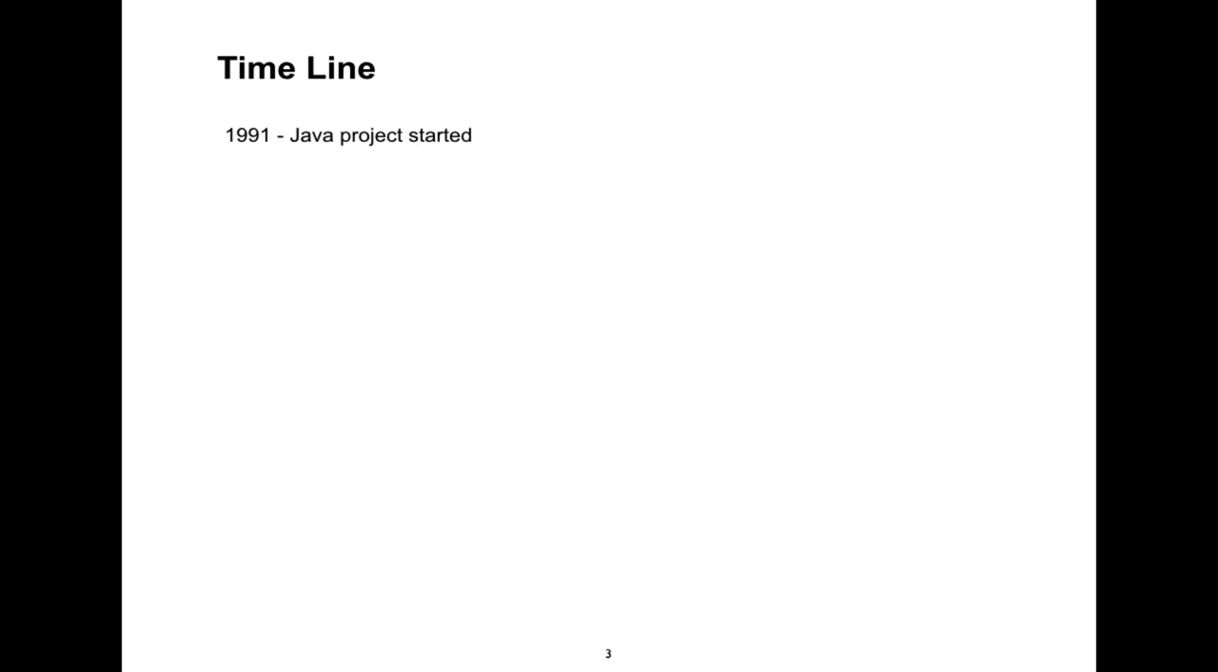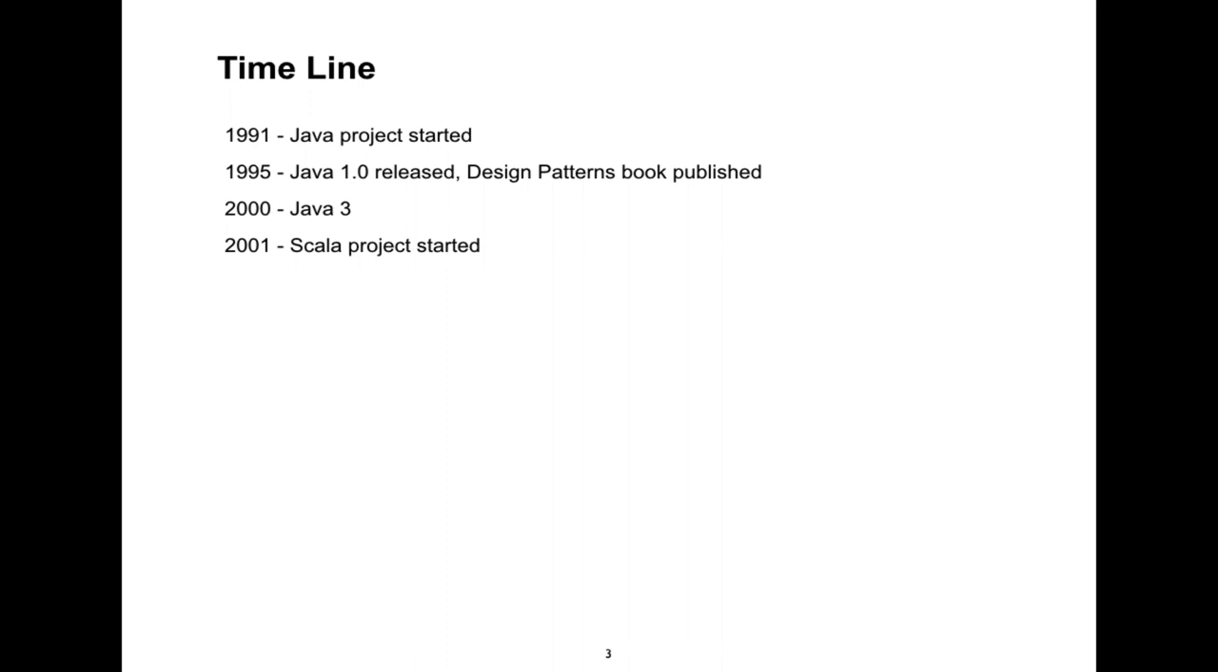This is becoming less important, giving a time frame for why Hadoop and Spark are slightly different. So Java started in 1991. It was first released in 1995. So it's really getting old. And Java 3 came out 5 years later. Scala was started in 2001 as a reaction to Java being too verbose.